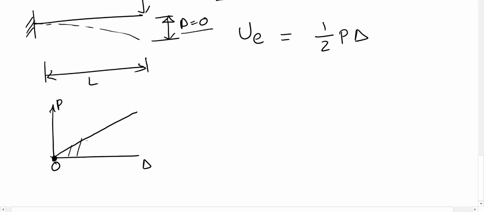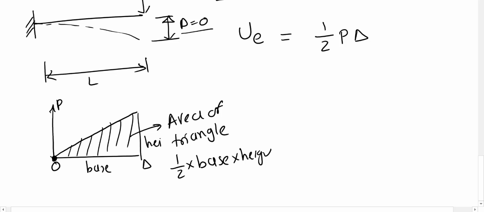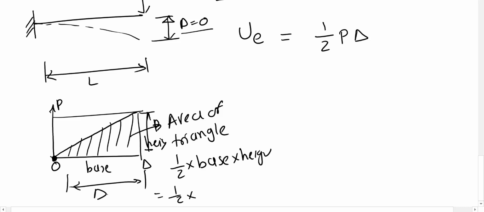Now in this case the external work done is the area of the triangle, and the area of the triangle is 1/2 base times height. Let's say this is the base and that is the height. The height is P, and the base is delta, so delta P. Therefore we have 1/2 P delta.